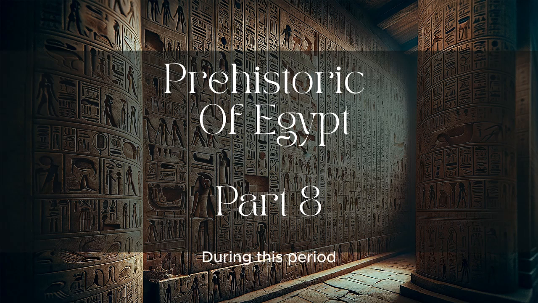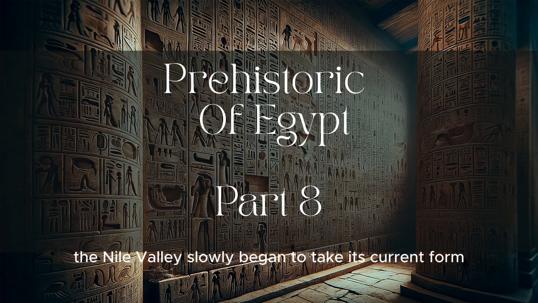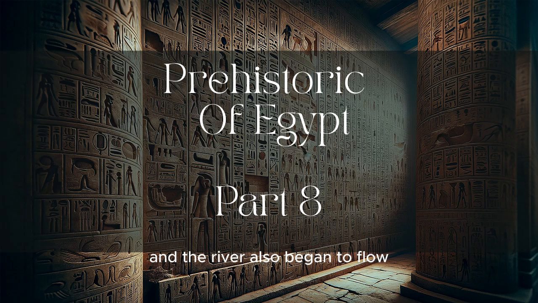During this period, the Nile Valley slowly began to take its current form, and the river also began to flow in the manner it has today. During its formation, the river deposited its sediments in the valley, which covered it with water, then gradually contracted until it reached its current state. Every year, on a specific date, the Nile would flood its banks for 3 months, leaving behind the silt it brought with it from its sources, making the valley fertile.